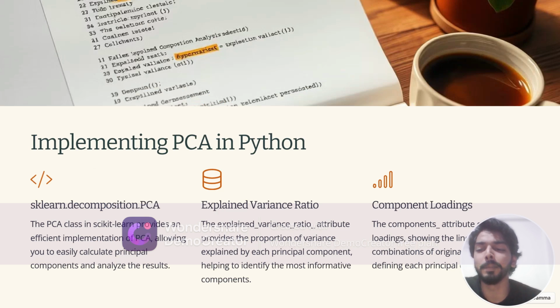Implementing PCA in Python. How to implement PCA in Python? sklearn.decomposition.PCA. The PCA class in sklearn provides an effective implementation of PCA, allowing us to easily calculate the principal components and analyze the result.